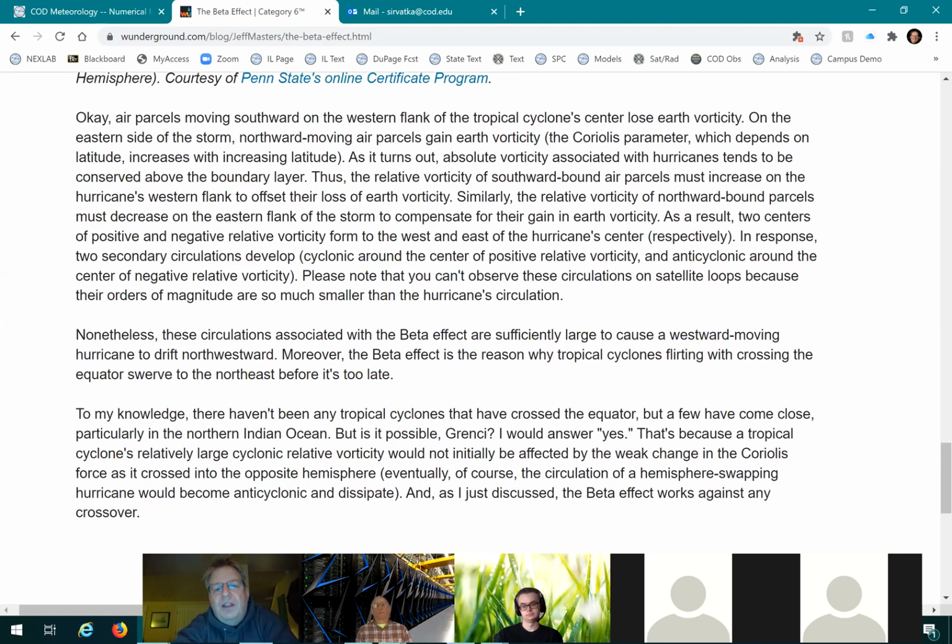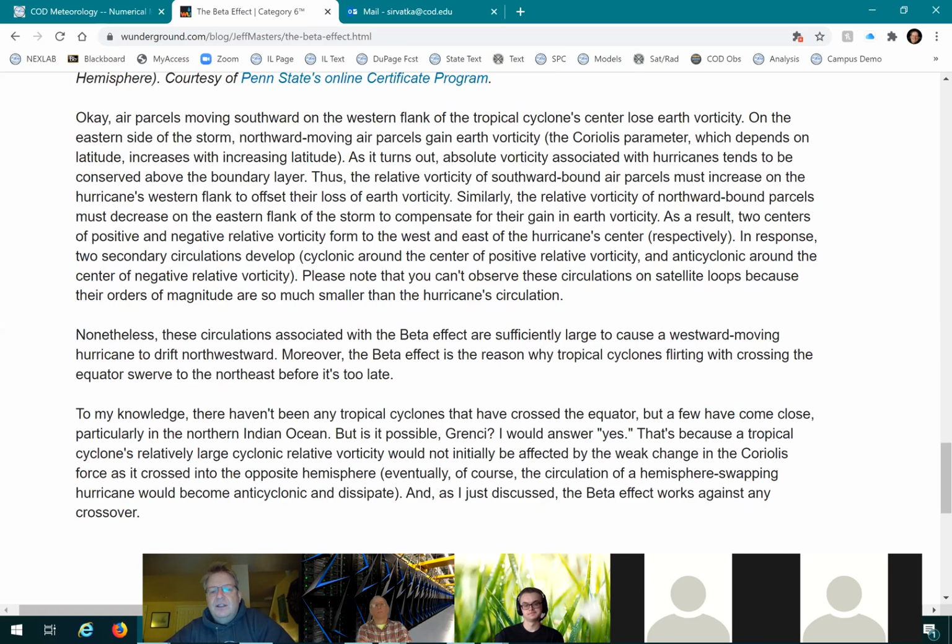Air parcels moving southward on the western flank of the tropical cyclone center lose Earth vorticity on the west because they're traveling to lower latitudes. On the eastern side, they gain vorticity. It turns out absolute vorticity associated with hurricanes tends to be conserved in the boundary layer. Thus, the relative vorticity of southbound air parcels must increase on the hurricane's western flank to offset their loss of Earth's vorticity. Since the relative vorticity of northbound parcels must decrease on the eastern flank in order to compensate, as a result, two centers of positive and negative relative vorticity form to the west and east of the hurricane center.